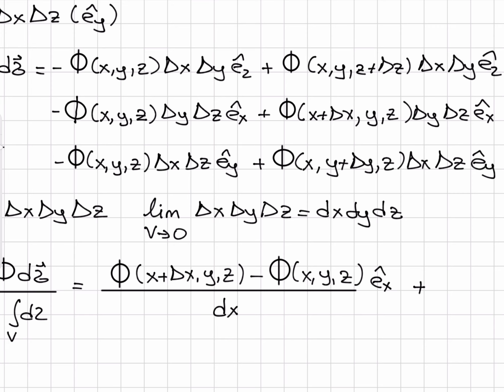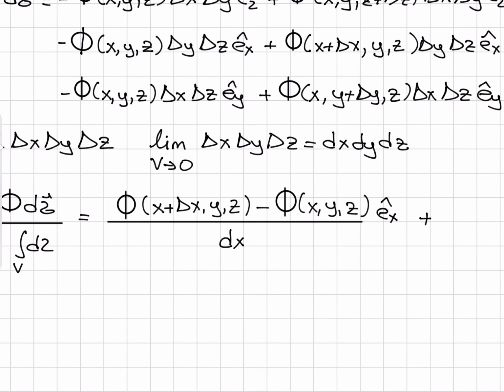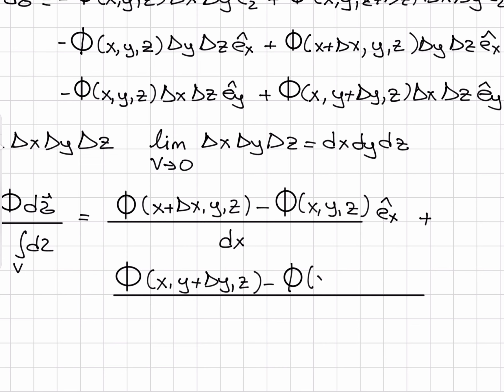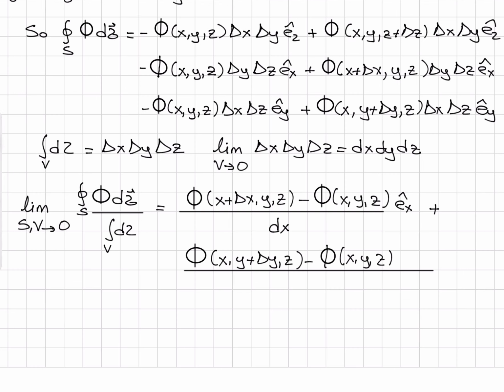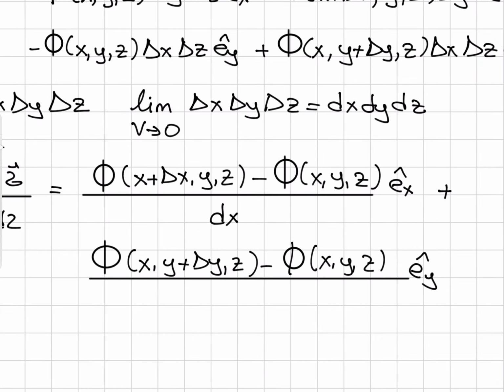And plus I have phi, this time at x, y plus delta y, z, minus phi at x, y, z, in the ey hat direction, divided by dy.